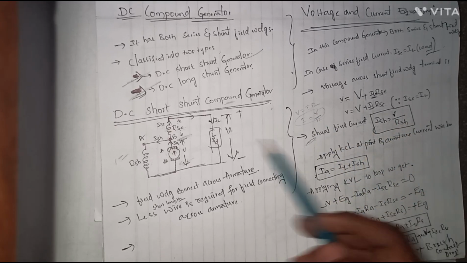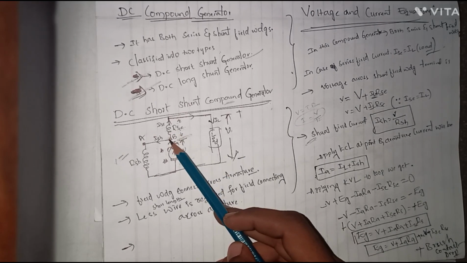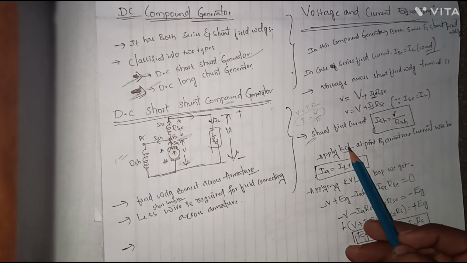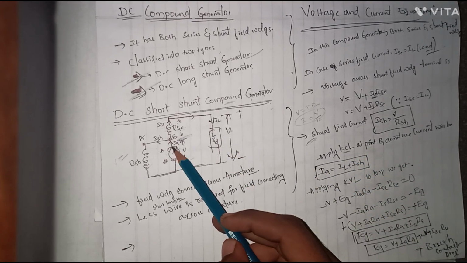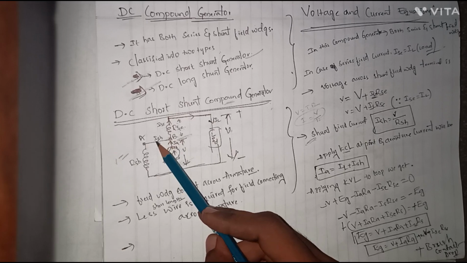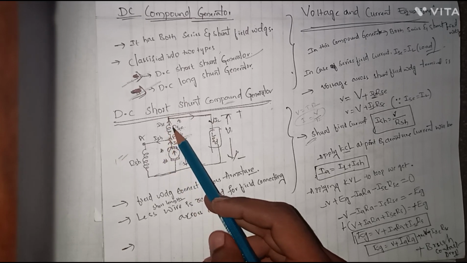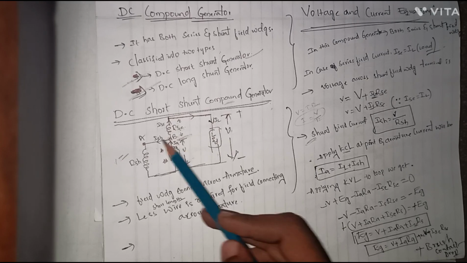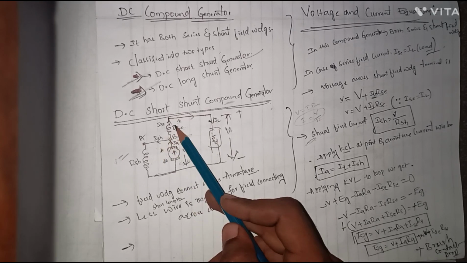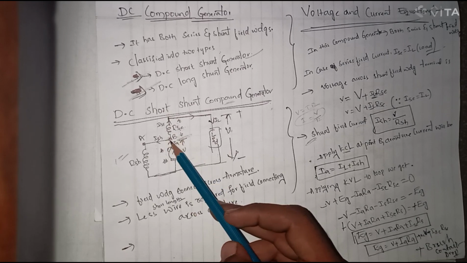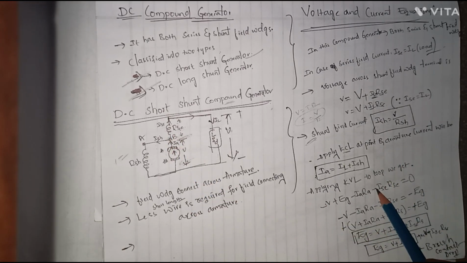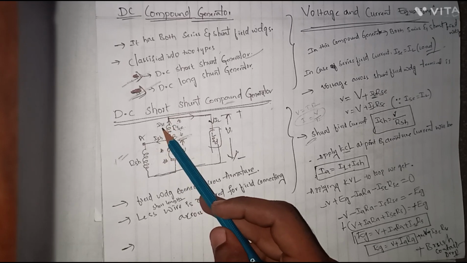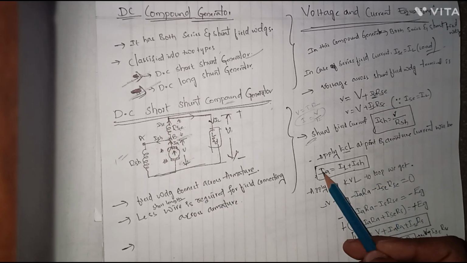Now we are going to apply KCL to the point B. Incoming current equals outgoing current. Here the incoming current is the armature current, and the outgoing currents are the shunt field current and the series field current. So the sum of shunt field current and series field current equals the armature current. IA equals IL plus ISH.